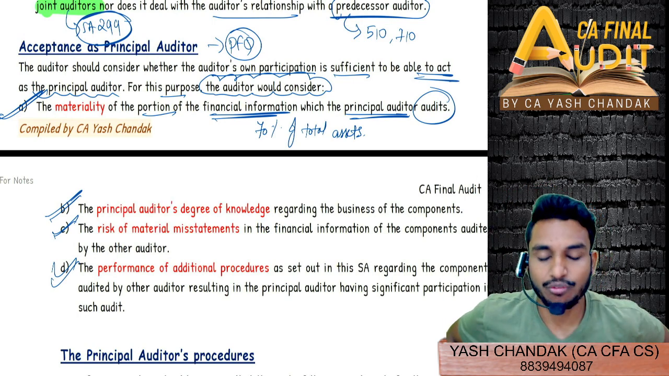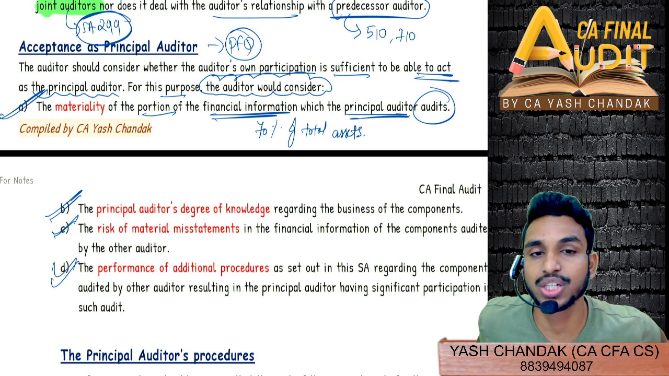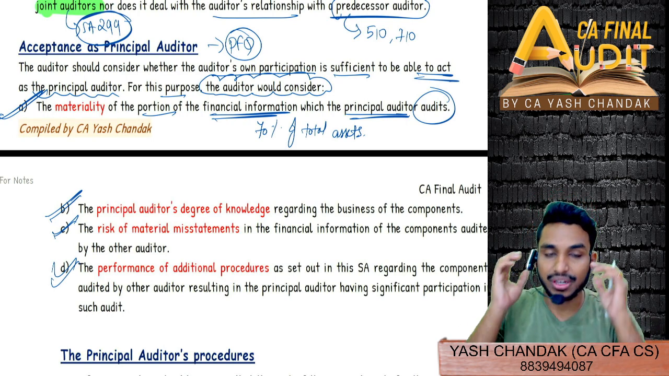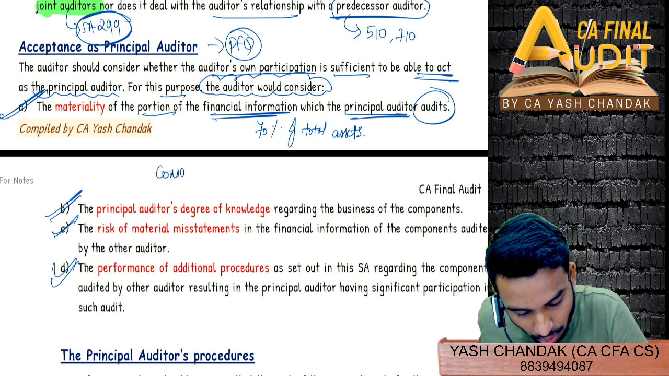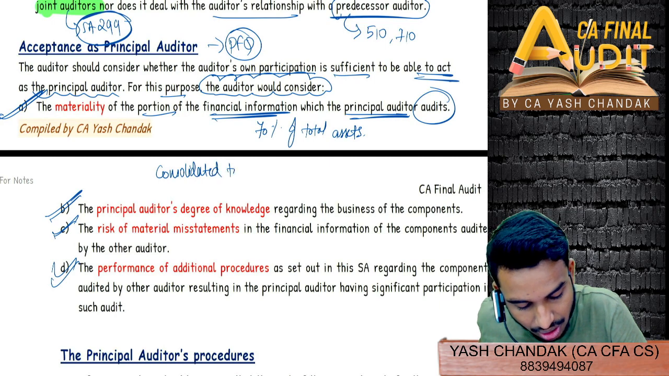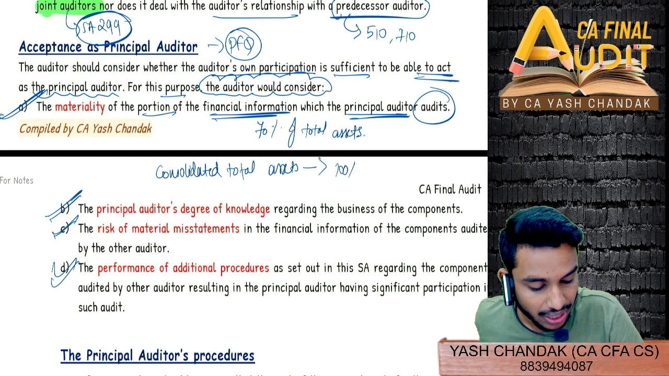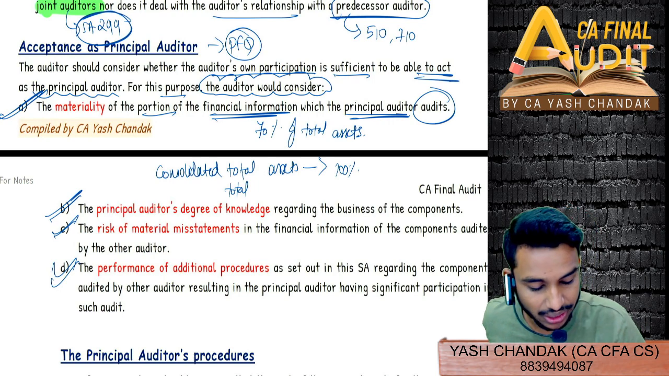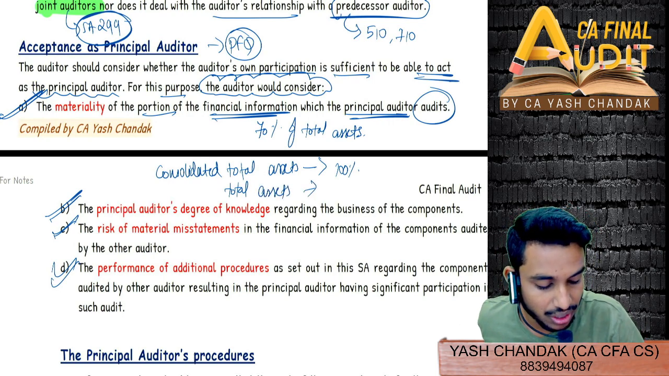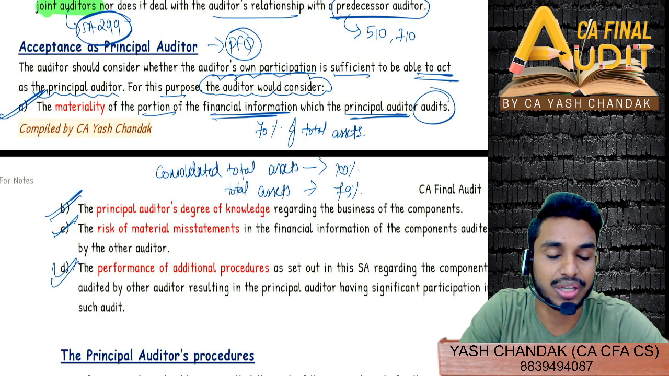So I was saying what all points you will consider, when you consider whether your own participation is sufficient or not to be able to act as a principal auditor. You'll see how much of the total assets you are actually auditing. Suppose consolidated total assets is 100%, and you are already auditing a few of the major, important entities, almost 79% of the total assets at the consolidated level.